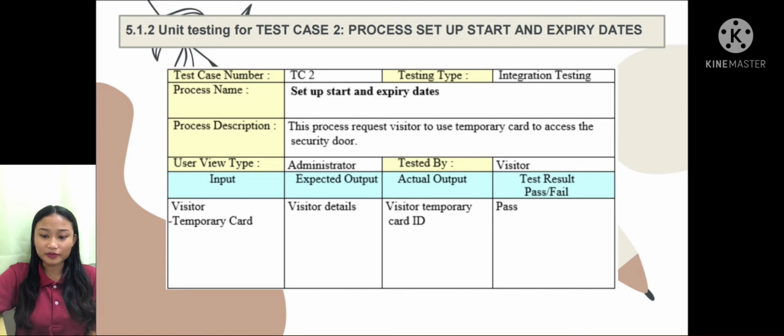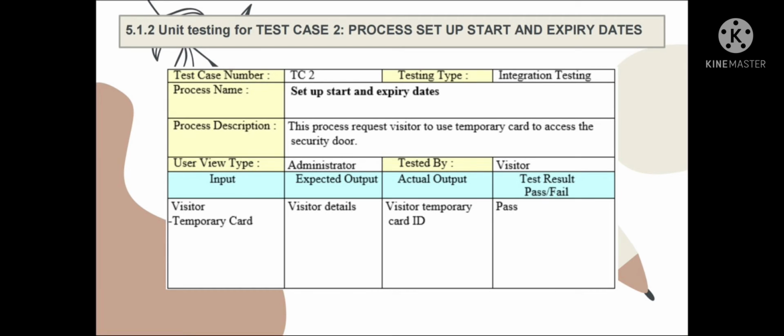User will type Administrator. Test by visitor. Input visitor temporary card. Expected output visitor detail. Actual output visitor temporary card ID. Test result was passed.